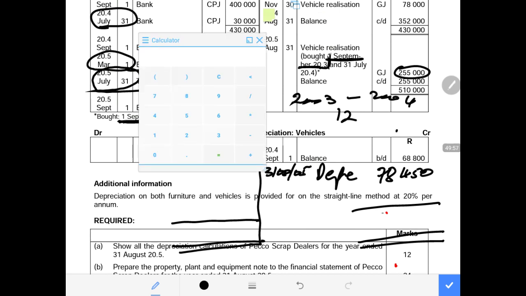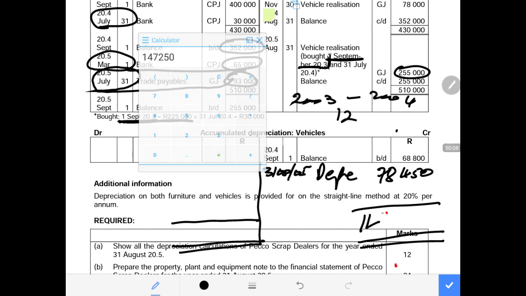Then after we add the two, 78,450 plus 68,800, we get 147,250.